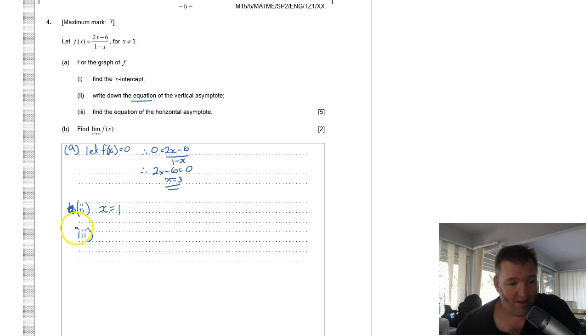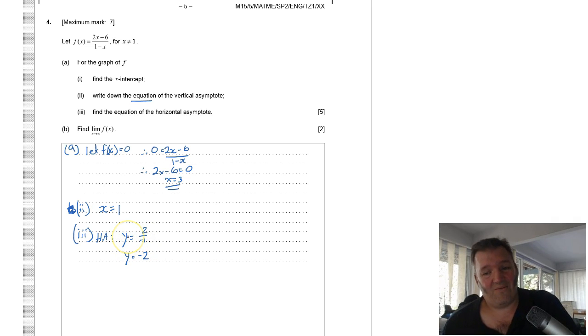Part 3, find the equation of the horizontal asymptote. You've got a few options here. You can just remember that the horizontal asymptote is the ratio of the coefficients of the x terms. So y equals the coefficient of the numerator divided by the coefficient of the denominator. So I'm just going to have 2 over negative 1, so y equals negative 2. I really don't like that way. It's not testing your understanding, but it's an exam. You just got to do it. That's how you can get the right answer.